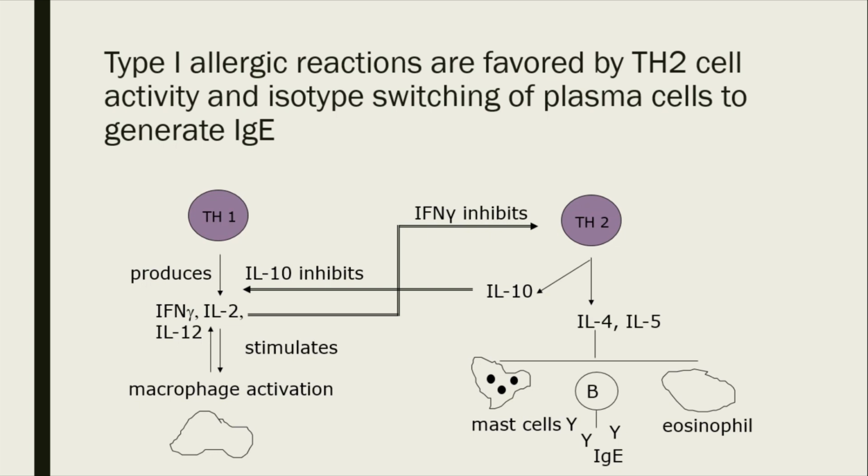Alright, so here is the central message. Type 1 allergic reactions are favored by Th2 cell activity and isotype switching of plasma cells to generate IgE. Okay, so this is the central message here. Now this diagram is a line figure, but it is no different than the other figure that you see in the adaptive immunity package. Here it shows you the two sides of the story. Th1 favors macrophage activation, and Th2 favors the activation of particularly B cells and starts producing IgE.